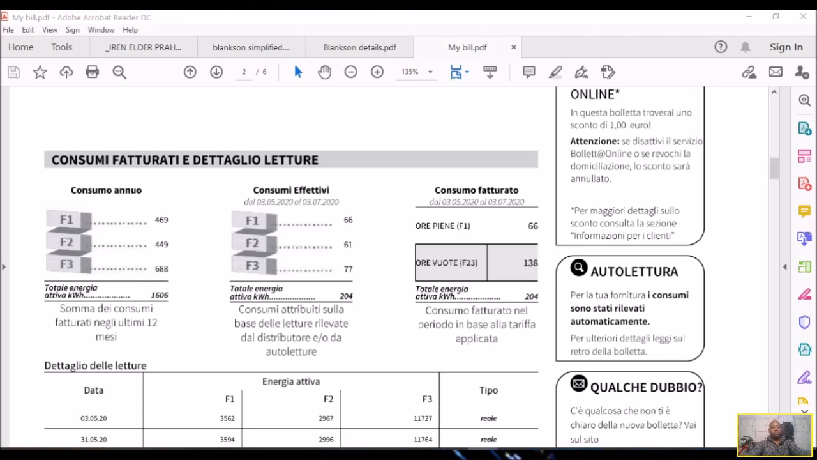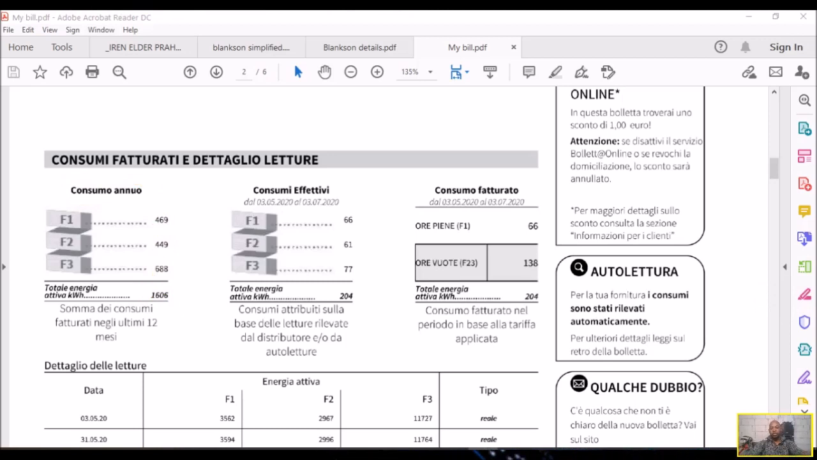So they normally take the last 12 months, the consumption that you used, and then they put it all together in F1, F2, F3. So F1 of the whole of last year, this is the consumption of my F2 and the consumption of my F3. Then the total consumption in a year is 1,606.